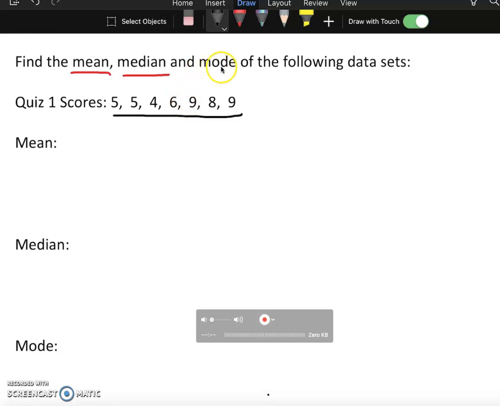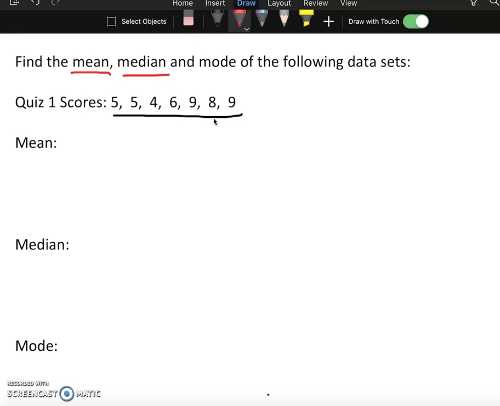Next, mode. So mode is the number that shows up most in the data set. If any number shows up most, that is going to be your mode. Sometimes we have no number that repeats more than once, so that means we have no mode. Sometimes we have multi-mode. Okay, all right, so let's actually look into this one here.